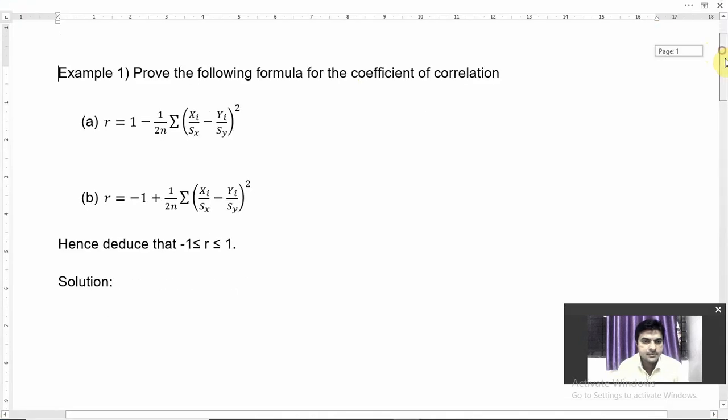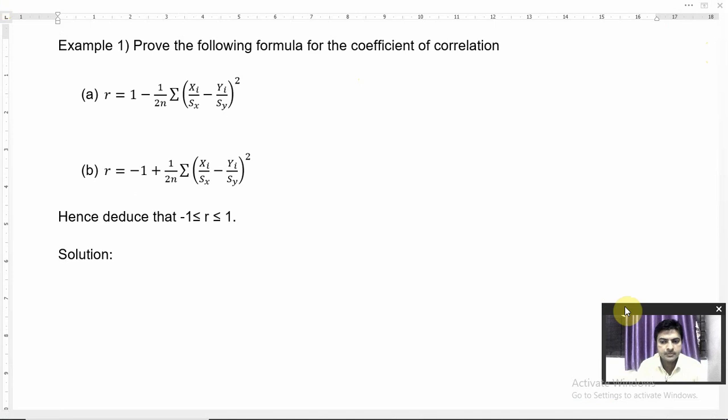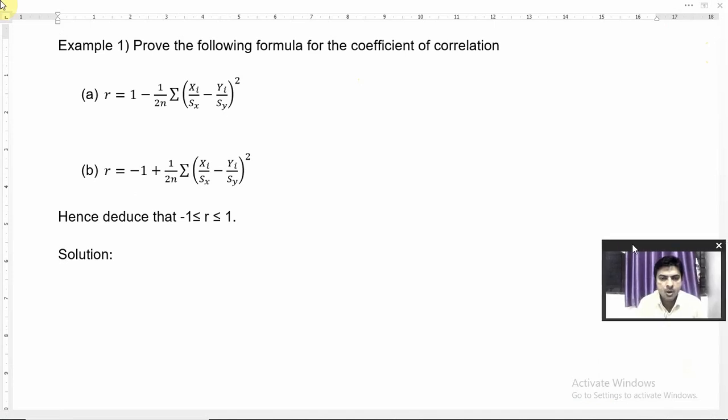Here we start. They have given two simple questions to simplify, so let us simplify this quickly. They have asked about the coefficient of correlation. They have told us to prove these two values and deduce this answer. So we'll start immediately without wasting your time.